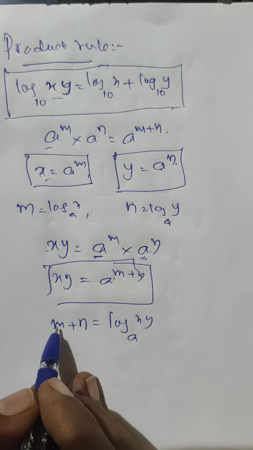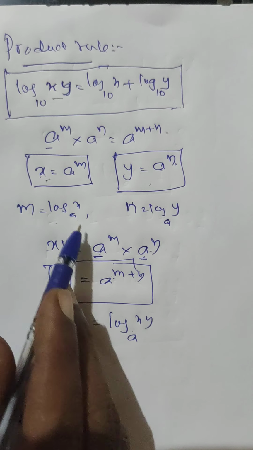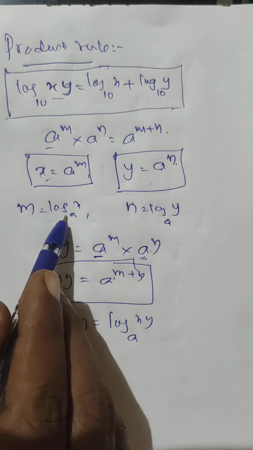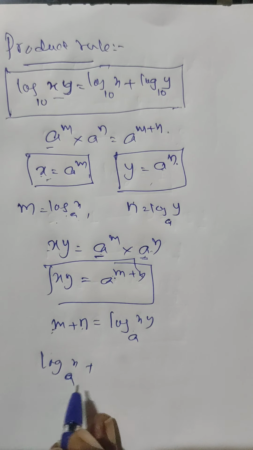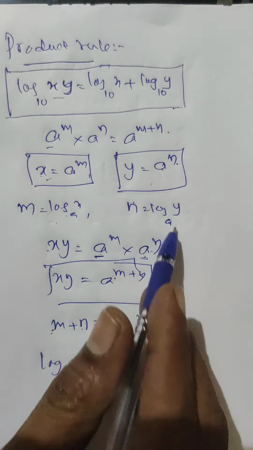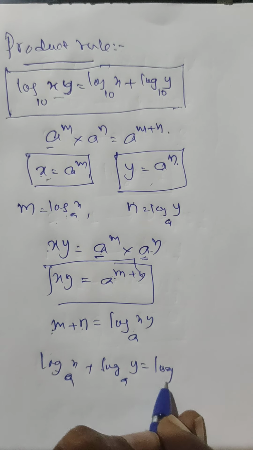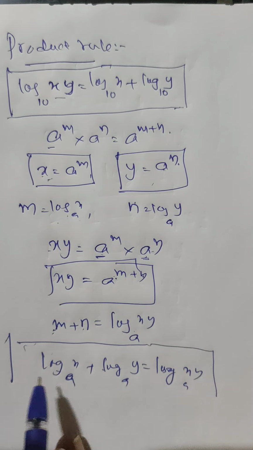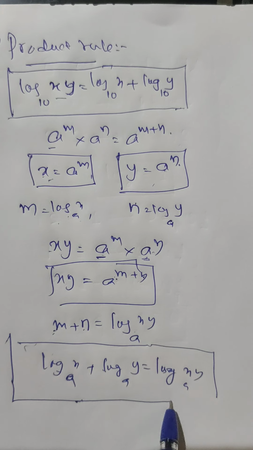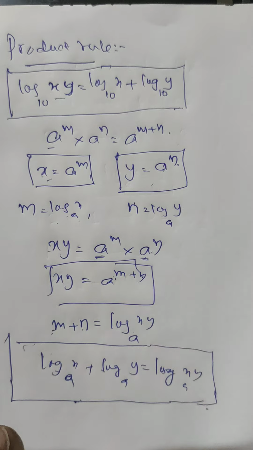So again you substitute m and n. What is m here? Log x to the base a. And n is log y to the base a. So log x to the base a plus log y to the base a. That means m plus n is equal to log xy to the base a. Okay, you got this. So this is called the product rule. Let us see some examples regarding this product rule.